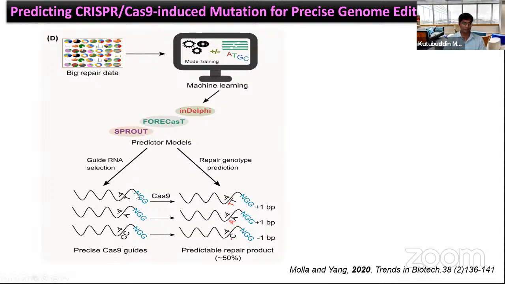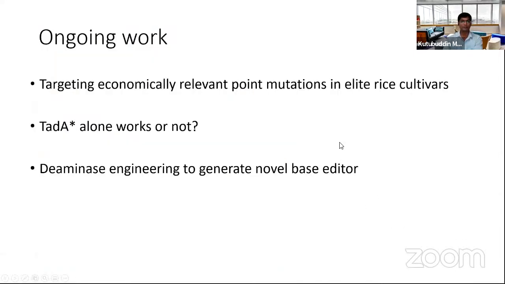Suppose, as a simple example, this is a 20 base pair spacer and your fourth base is a T. If you use Cas9, then the most likely outcome is that another T would be inserted. Similarly, if you have a double C, then one C would be deleted. So this is the kind of prediction you could use for better designing your experiment. If you want to read more, you have to read this article we recently wrote for TensorFlow. So this is the last slide of my presentation.